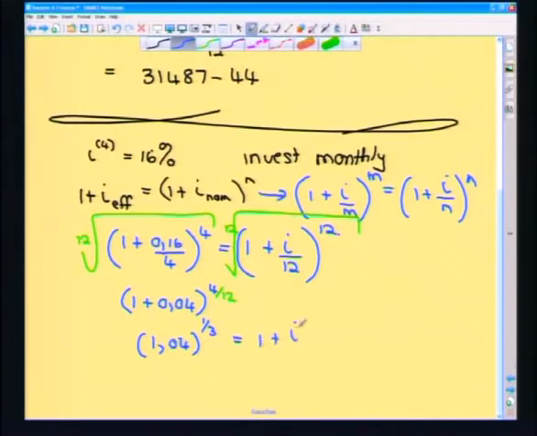equals 1 plus I over 12, which means I have 1,04 to the 1/3 minus 1, and I'm going to have to times by 12 to get my I. Alright, so what did I do? I took the 1 over, and then to get rid of this, I times by 12.